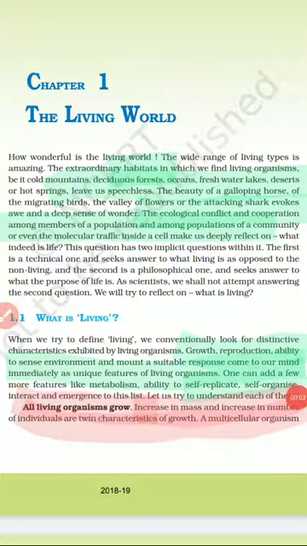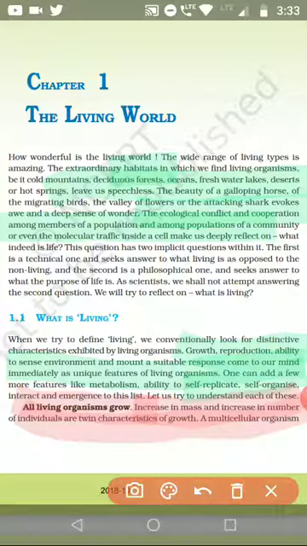In this video, we are going to study grade 11 chapter 1, the living world. Living means all living organisms: plants, animals, birds, insects, microorganisms. All these are included in the living world. This living world has habitats. Habitat means the place where the organism lives.